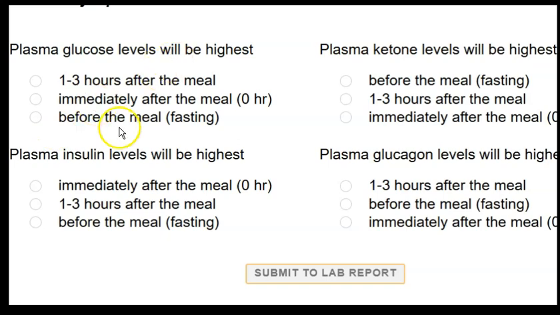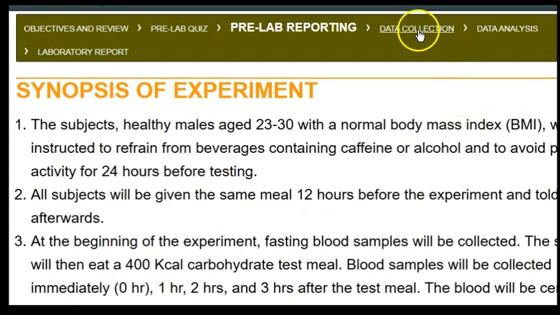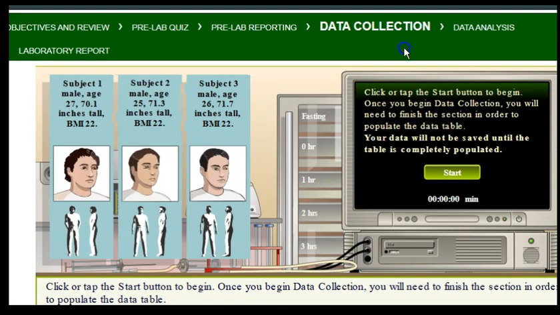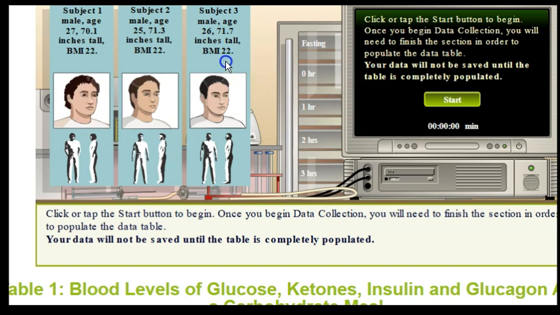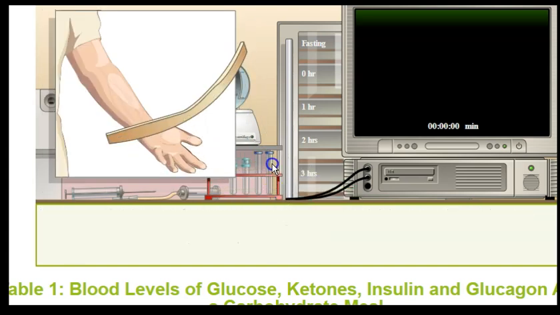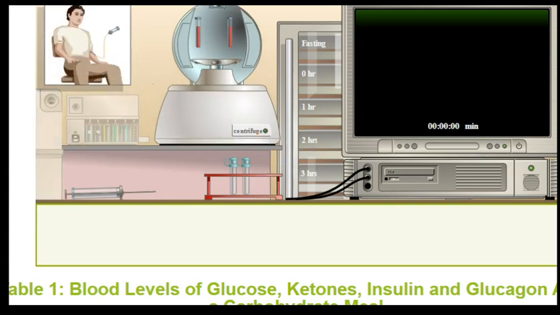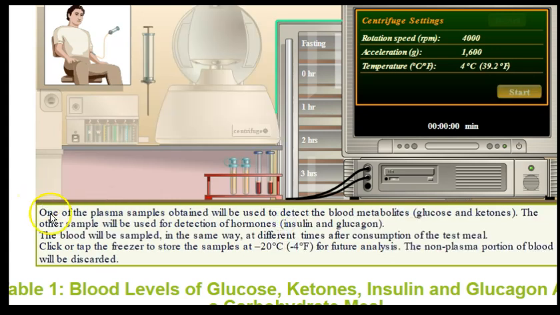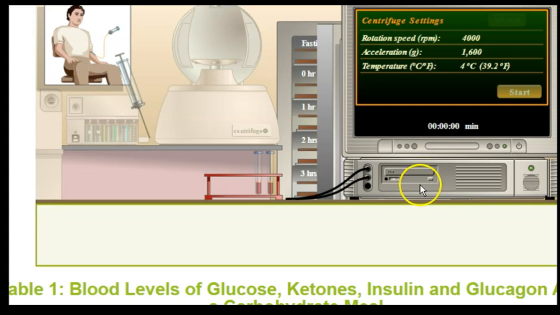So you are making predictions based on what you know about the hormones and how blood glucose is regulated. And then in data collection, you have test subjects. You have a simulation where they are consuming a test meal, and then you are sampling their blood plasma. You're going to centrifuge those and analyze the hormones that are in the blood. So you see what's happening is you're just following the directions down here and doing what it's telling you to do. Like I click on the samples, they're going in the fridge.